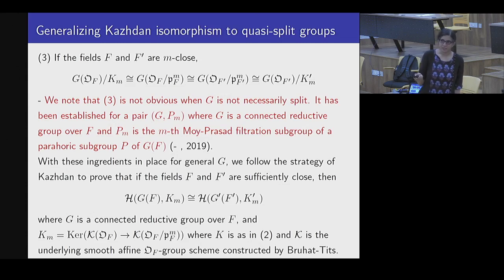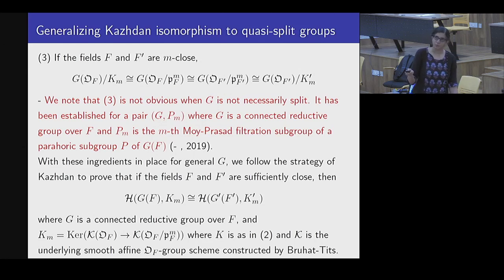So K was a special maximal parahoric subgroup of G(F), and Bruhat-Tits proved that they have underlying smooth affine group schemes, where this K has generic fiber G, and its O-points exactly give you the parahoric subgroup that you started with. So they constructed such group schemes, and we look at the kernel of this map, and this result will basically prove that K mod K_m is isomorphic to K prime mod K_m prime. And then one essentially follows the strategy of Kazhdan to get this result for general connected reductive groups.